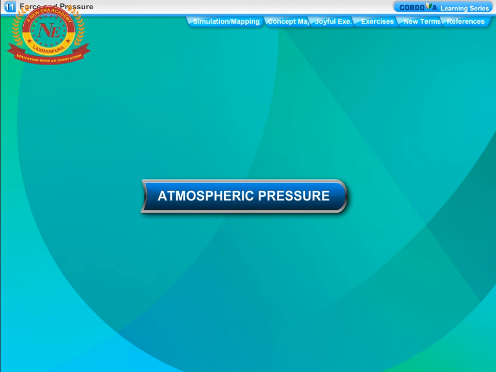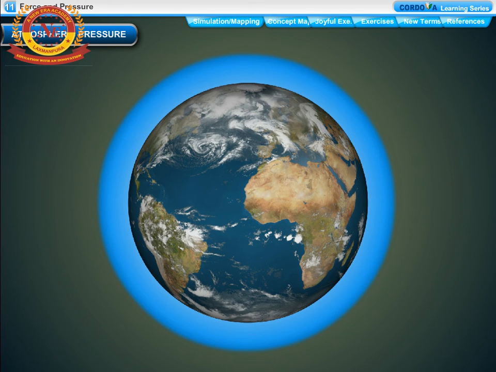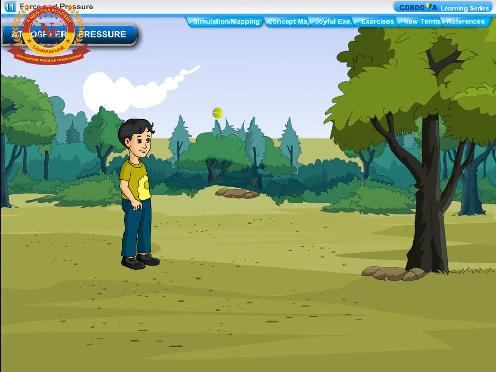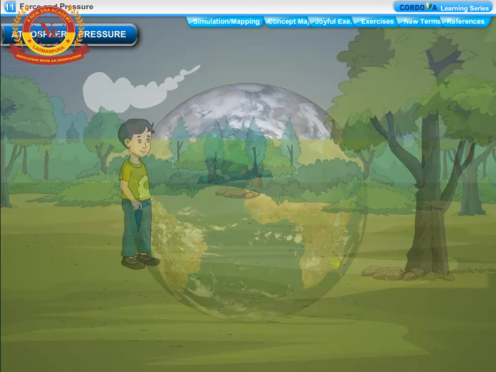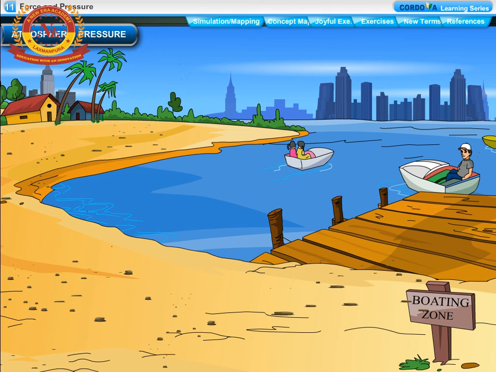Atmospheric pressure. We live on the earth and there is a lot of air around us. The layer of air surrounding our earth is called atmosphere. The air in our atmosphere extends up to a height of about 300 kilometers above the surface of the earth. Air has weight, so it creates pressure on the objects below. The pressure exerted by the air due to weight is known as atmospheric pressure. The atmospheric pressure on the Earth's surface at sea level is about 100 kilopascals, 100 kPa.